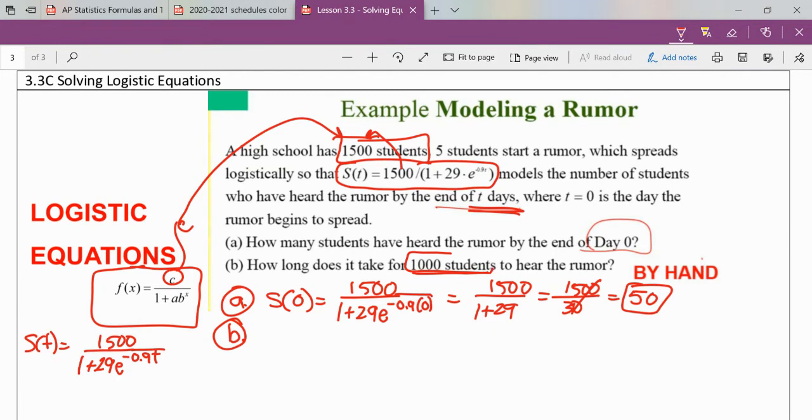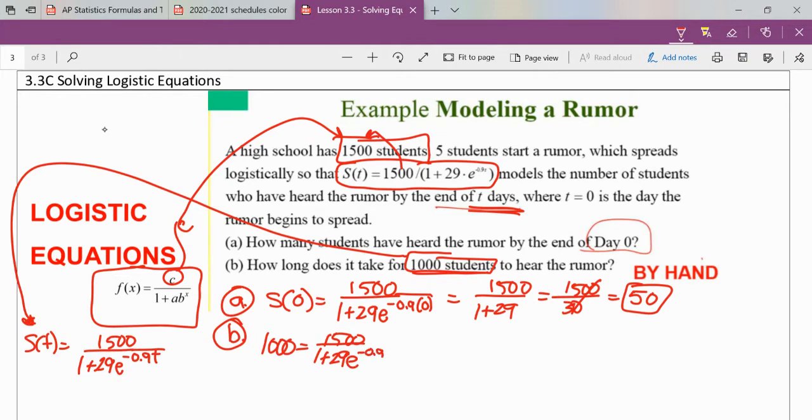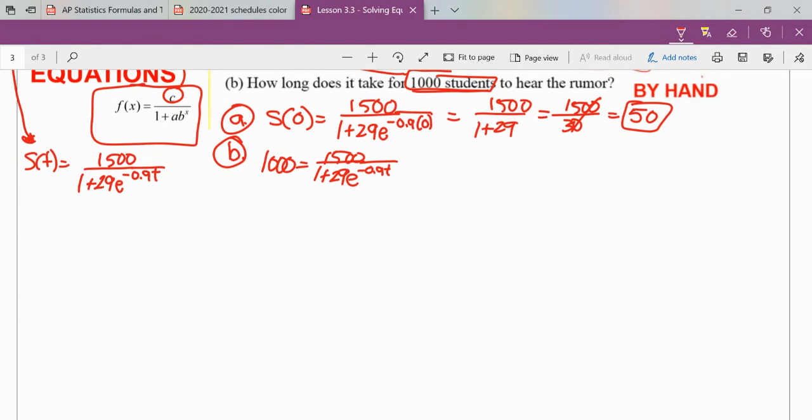So this 1,000 students is already the total. That's this value right here. So that's how we're going to solve this problem, we're going to put 1,000 in for the y value here. So 1,000 equals 1,500 divided by 1 plus 29e to the negative 0.9t. Again, I don't like the fractions, so I clear those fractions. I multiply by 1 plus 29e to the negative 0.9t on both sides. So that 1,000 times 1 plus 29e to the negative 0.9t equals 1,500.